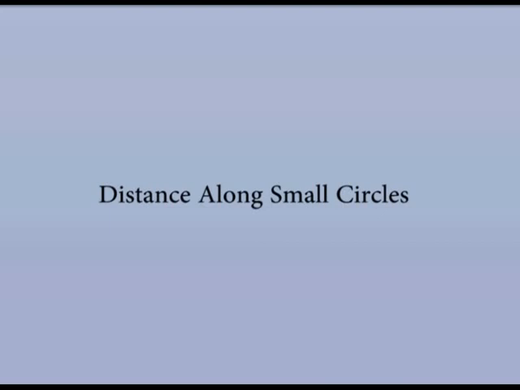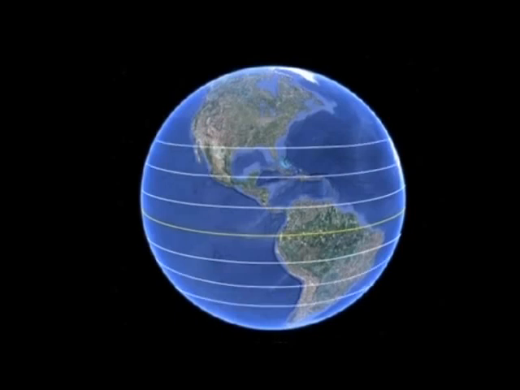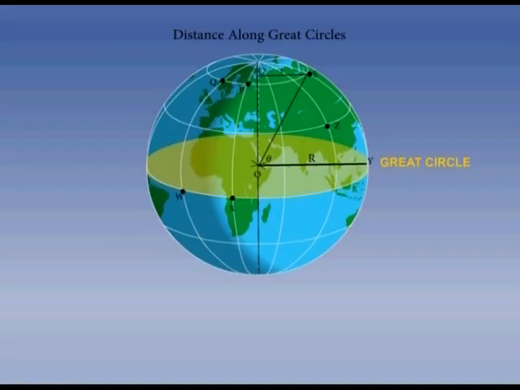Distances along small circles. All other latitudes except the equator are small circles. Their radii are smaller than the radius of the Earth and obviously differ from one latitude to the other, getting smaller and smaller as you move farther from the equator, north or south. Consider this figure. The radius of the Earth is equal to the radius of the equator and is equal to capital R. The radius of the other latitude is smaller and is given as small r.